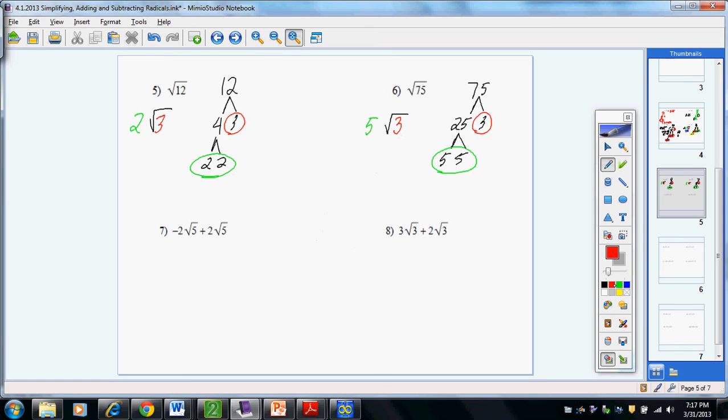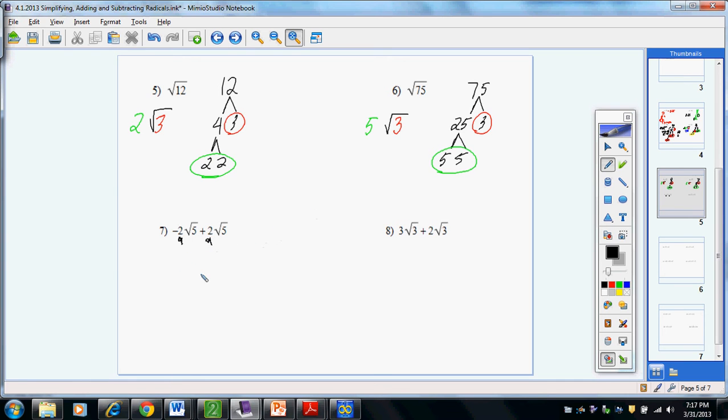Okay, so now after we kind of move away from simplifying radicals, we can go ahead and combine them. Once we've simplified them, we can go ahead and combine them if and only if they have the same radicand. Okay, this number right here, this 5. So we see here that now we can go ahead and just add the two numbers out in front of the radical. So we have a -2 and a +2.